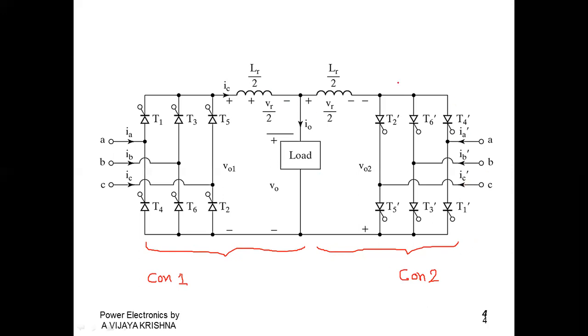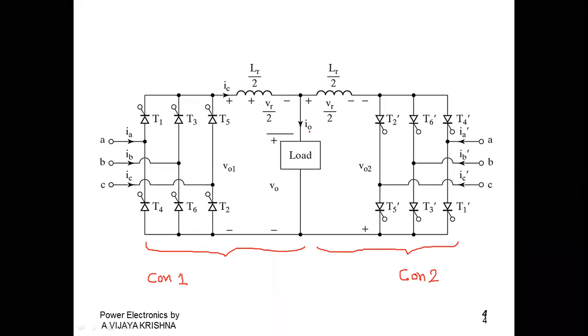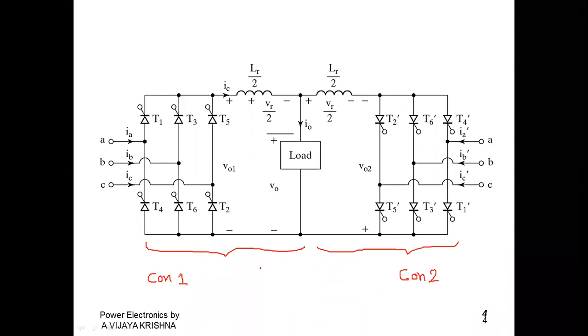Suppose you totally remove the converter 2 circuit, and only place the load and use the 6 thyristor switches and the three-phase supply. This is a full converter. Converter 1 directly consists of full converter operation and operates in two quadrants, the first quadrant and the fourth quadrant, that is, the rectifying and also the inverting mode.